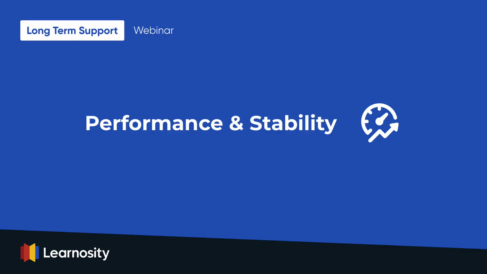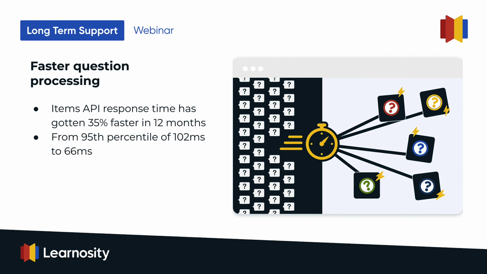Finally, a quick one on performance and stability. Now, we are committed to continuously making our system more powerful and more stable. In the last 12 months, the Items API response time from the server has gotten 35% faster, from around 95th percentile 102 milliseconds to 66 milliseconds. This might seem small, but over the course of all your requests at scale, this makes a big deal. And this leap forward enables faster question processing for millions of learners. Again, just like with accessibility, there's more to come next release. Keep an eye out.